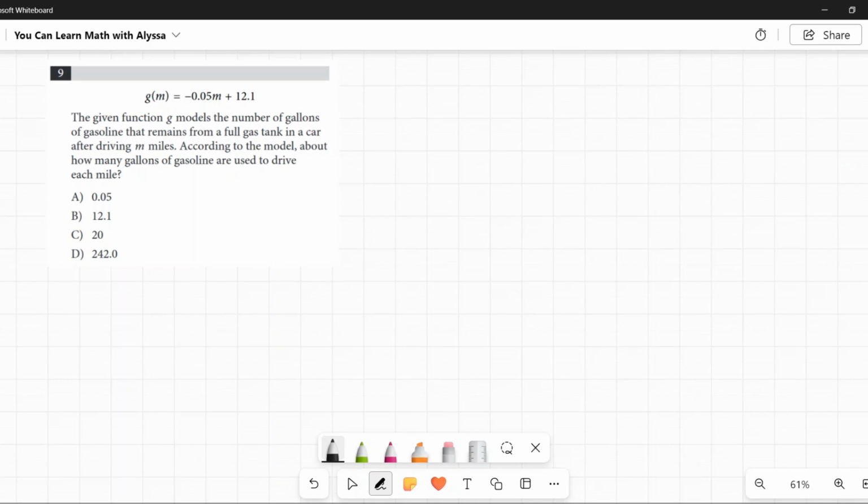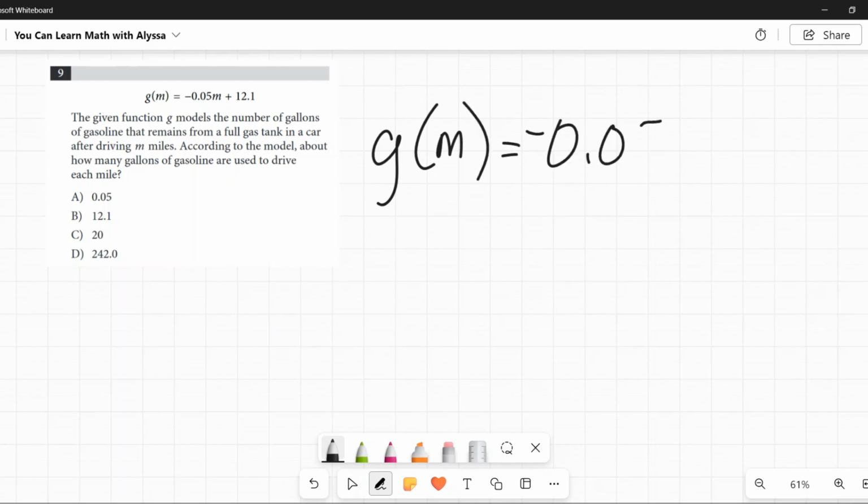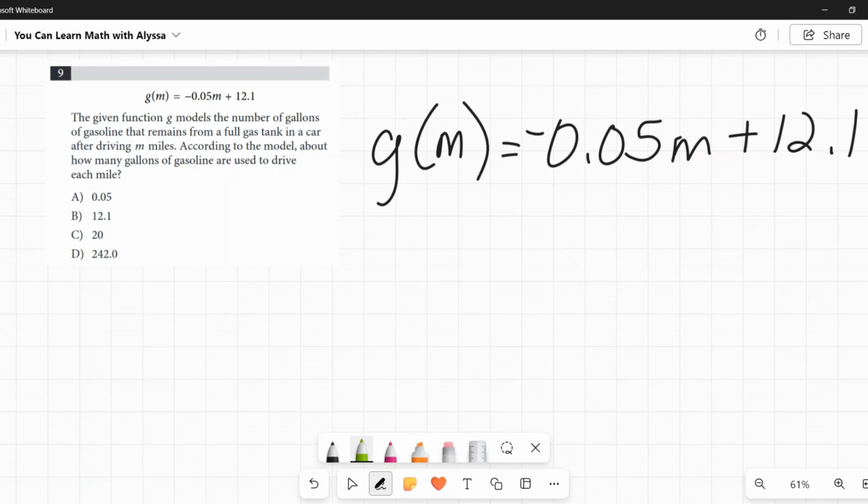Okay, so for this, I find the easiest way to really see what's going on with these equations they create is to pick a number or two, plug them in, and see what happens. Let's say I plug in 0. 0 for m miles, 0 for miles.